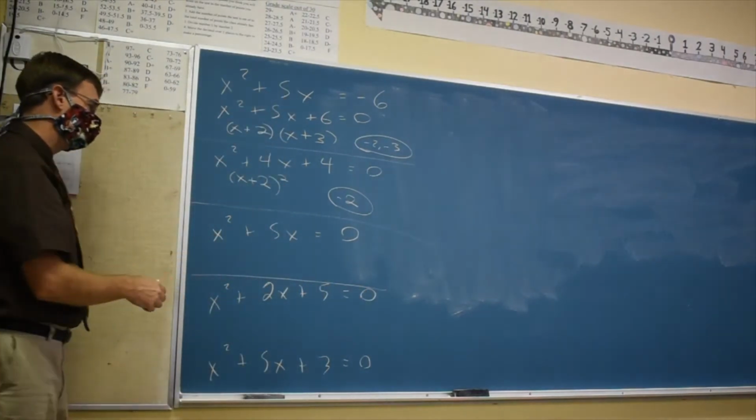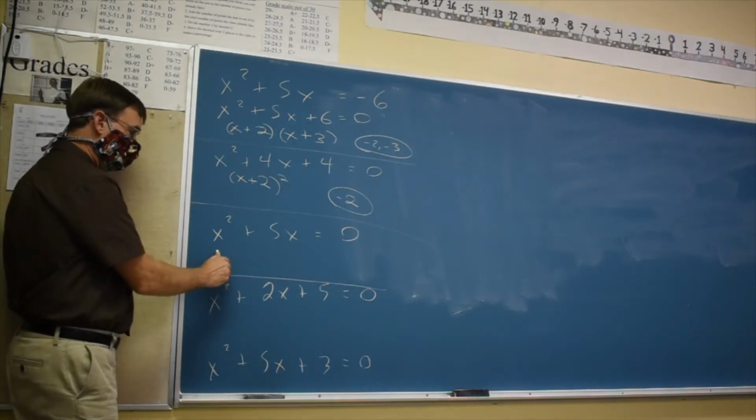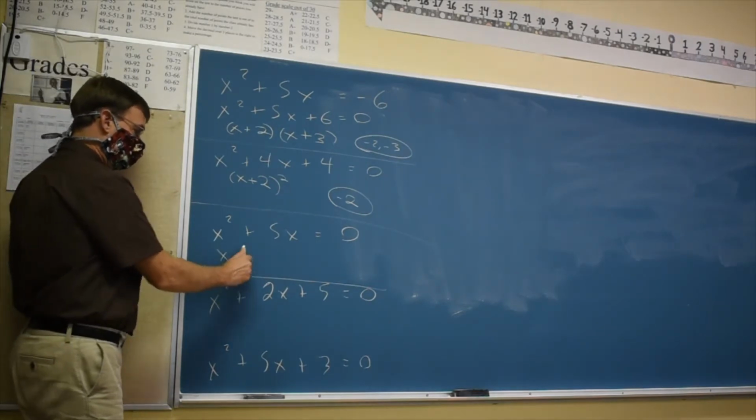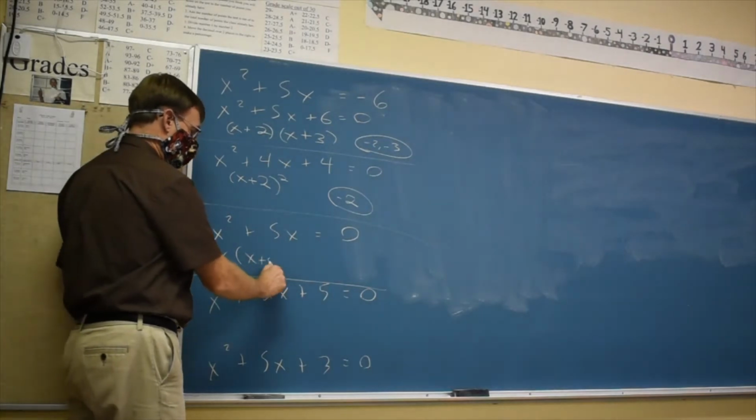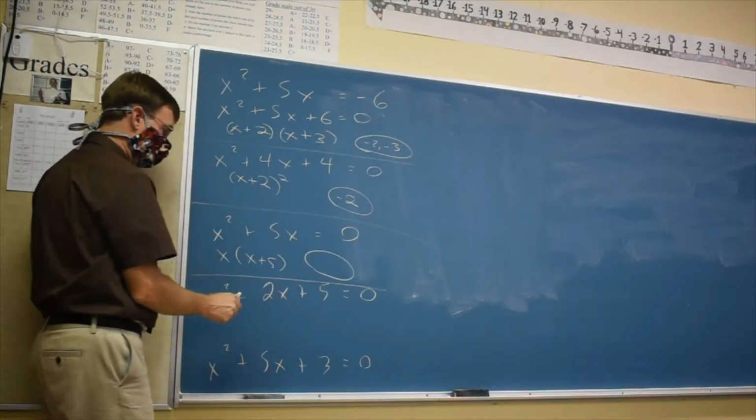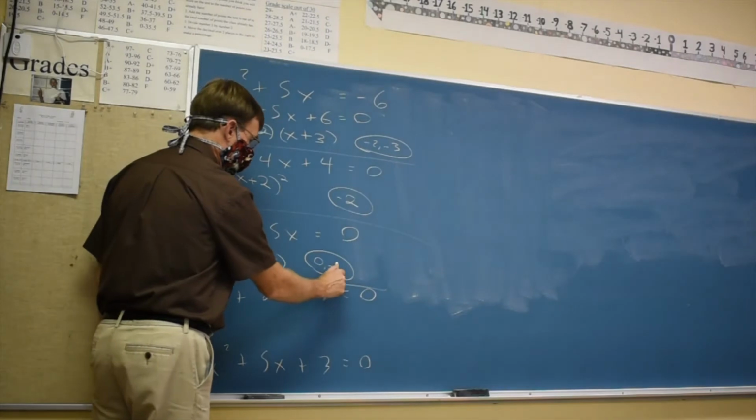This one factors a little differently than that. Okay, factor out an X, leaving you X plus 5, getting you answers 0 and negative 5. Agreed.